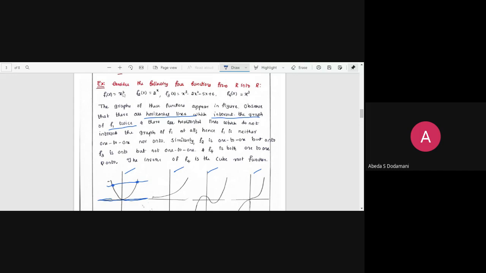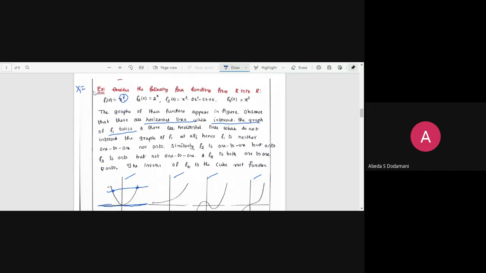Also you can observe, f1 of x is equal to x square. If I consider x equal to 1, I get 1. If I take x equal to minus 1, then also the answer is 1. That means both 1 and minus 1 go to 1. That implies it is not one-one.